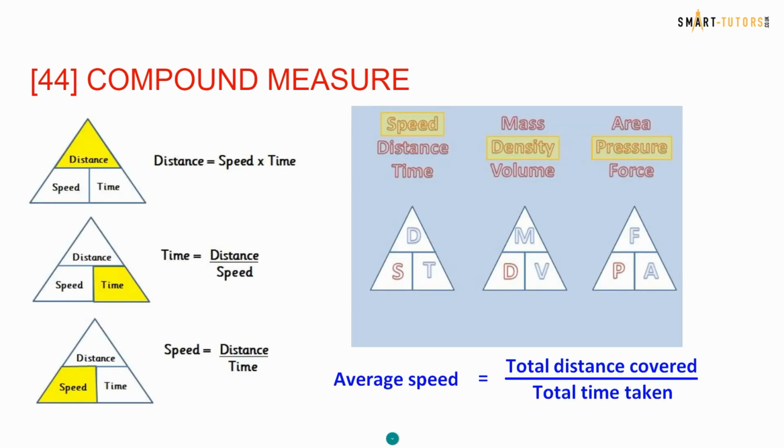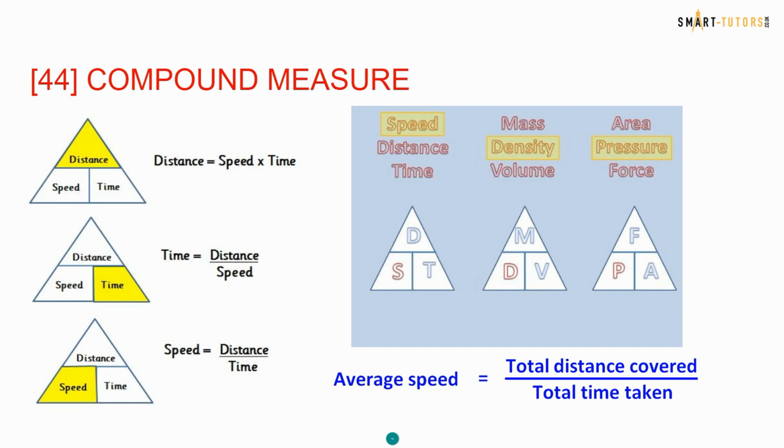Topic 44 is compound measure. In compound measure, you must remember the formula. They are not going to give the formula to you. Distance, speed, time formula. It's a triangle formula. When you want the distance, it's colored in yellow here: speed times time. When you want the time, it's distance divided by speed. When you want the speed, distance divided by time. And that is one set of equations.